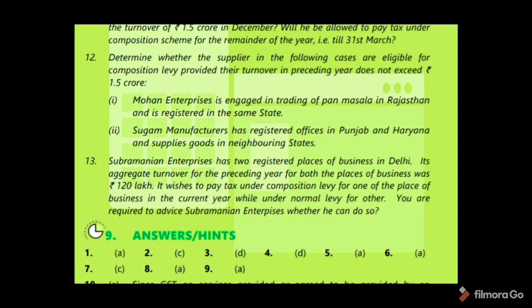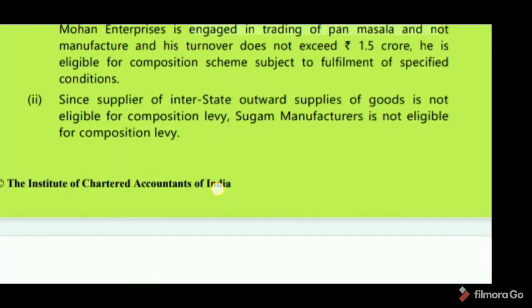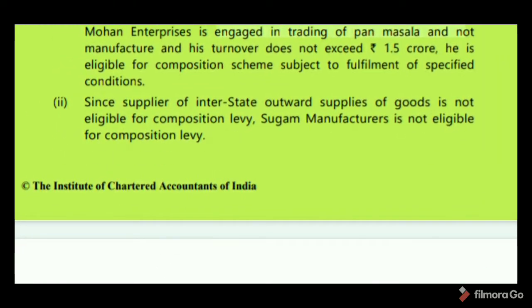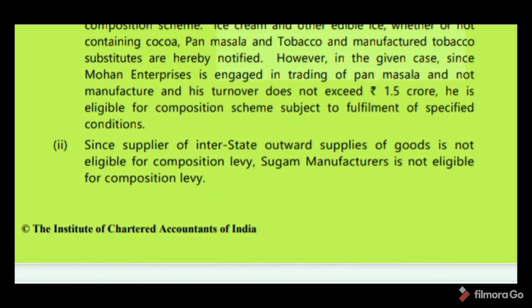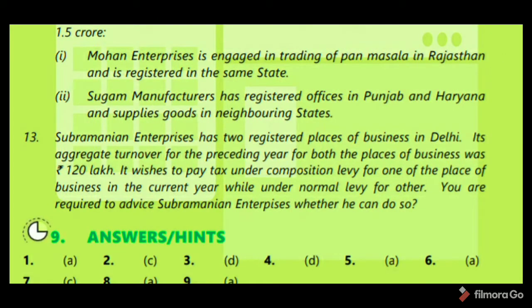Sugam Manufacturers has registered offices in Punjab and Haryana and supplies goods in neighboring states. In this case, since a supplier of interstate outward supplies of goods is not eligible for composition levy, Sugam Manufacturers is not eligible for composition levy. See question number 13.